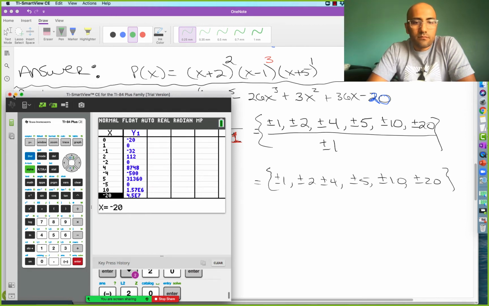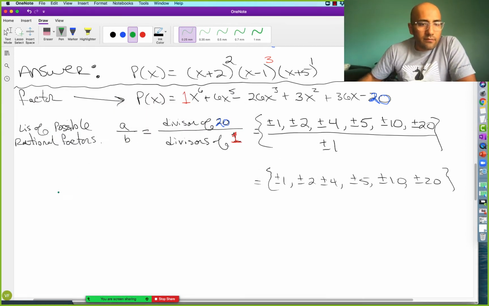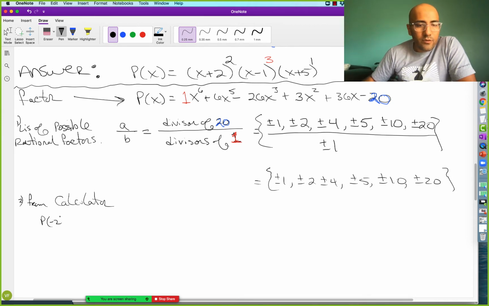Good. So let's keep going. From our calculator, there's a step 1, create this list. Step 2, from calculator, I know that P of negative 2 is 0. P of positive 1 was 0. And P of negative 5 is 0.